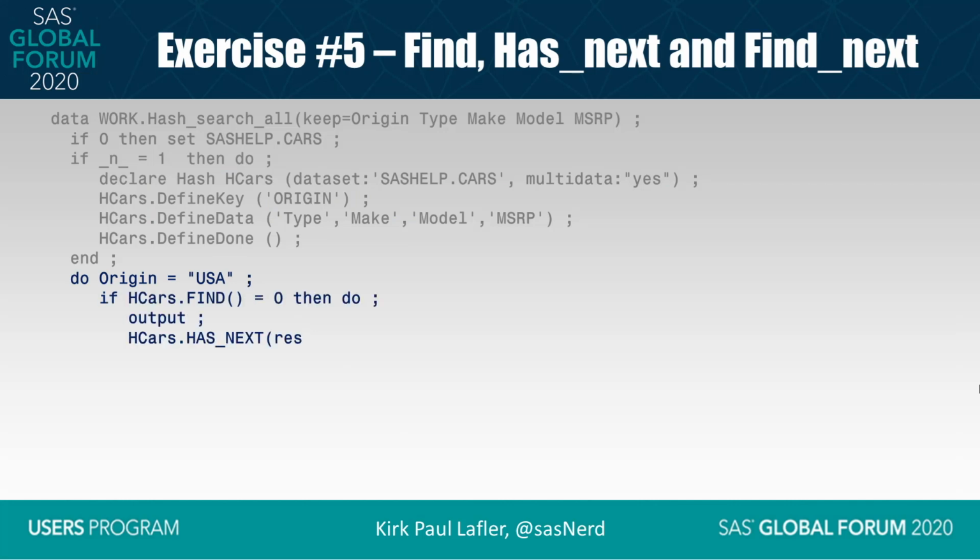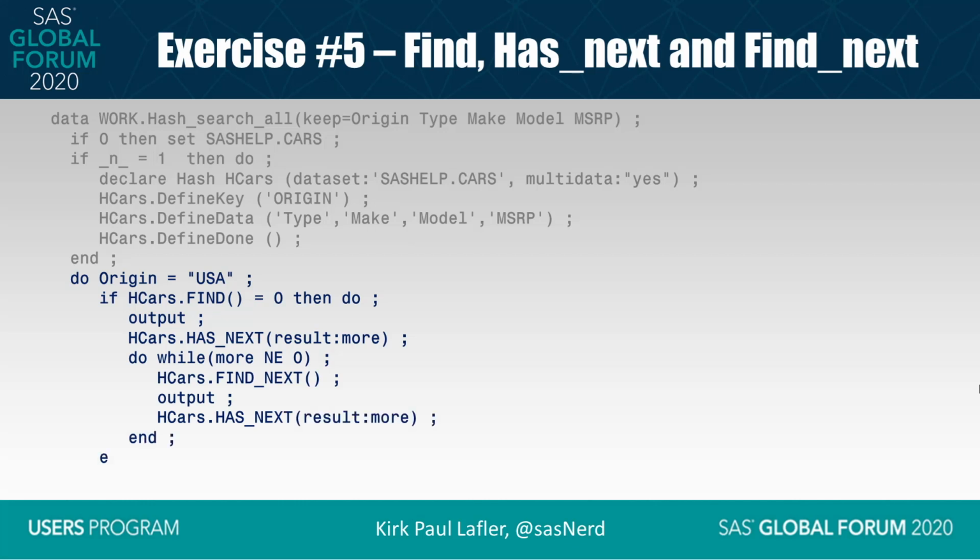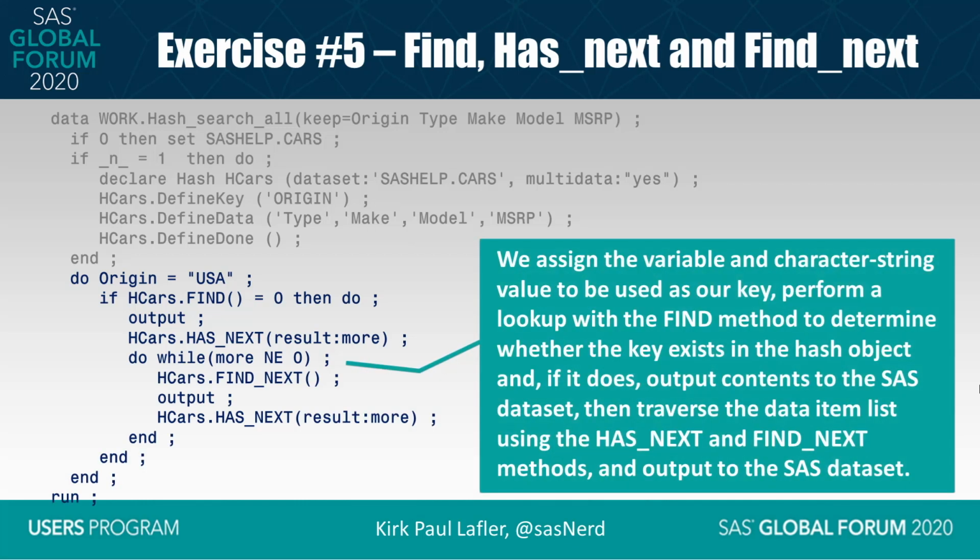Then, let's say we just want to look at USA manufactured cars from the SASHELP.CARS data set or table. We can say do origin equals USA. If hcars.find equals 0, then do. Essentially what we're doing is we're assigning the variable and character string value to be used as our key. Perform a lookup with the find method to determine whether the key exists in the hash object, and if it does, output the contents to the SAS dataset.